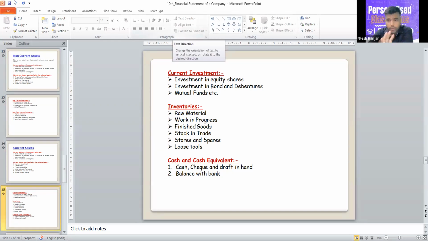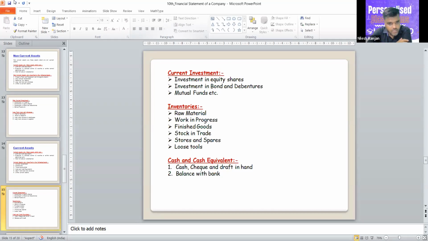Raw material is the item that we use for producing our finished goods. Work in progress means the item is not completed yet; we have to finish it, then we will sell it. And finished goods means the item is completed and ready for sale or consumption. The stock in trade means the item we purchase from someone and sell as it is. We don't change the product.